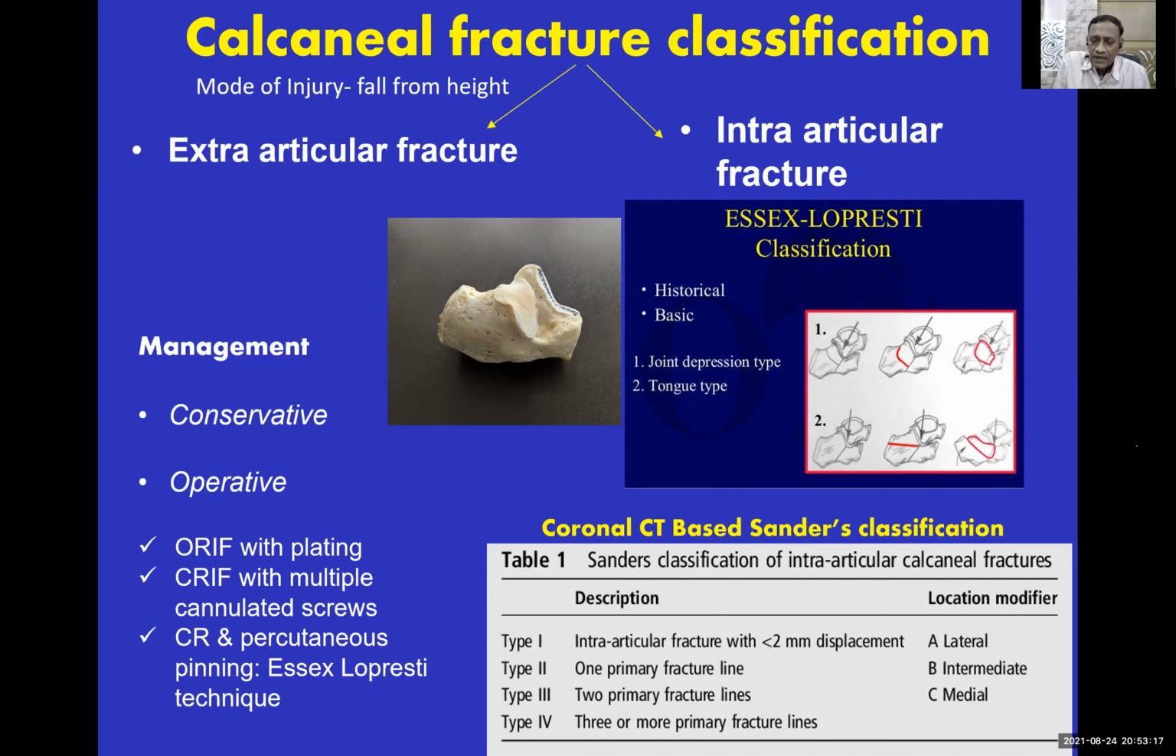So all fracture calcaneum should be subjected for the CT scan, 3D CT, and you find out what type of classification is that, what type of fracture is that. So depending upon, you can treat with the conservative or operative. And if you do the operative, you have to do the open reduction with the calcaneal plate or maybe Sherman plate, or maybe with the multiple cannulated screws, or sometimes you can do the closed reduction and fix the fracture by percutaneous K-wire fixation, that is popularly known as Essex Lopresti technique.